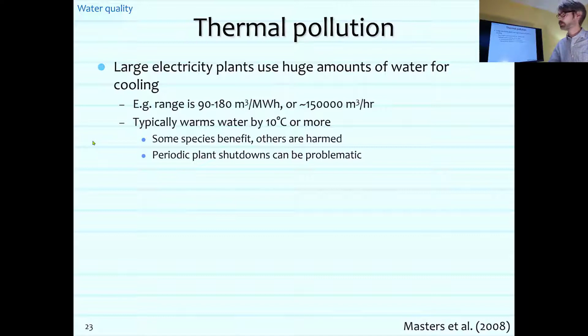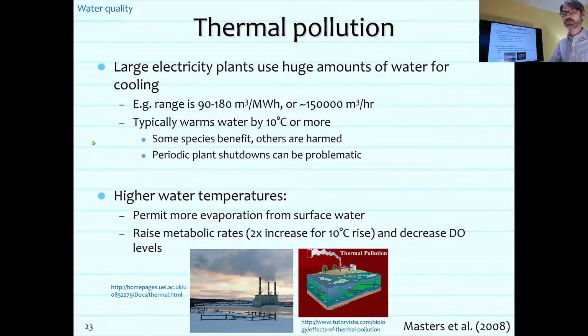Some species will benefit from this, others are harmed. One of the big problems happens, though, when the plant is closed down for periodic maintenance and the flow stops, which cools the water, and then you can have lots of dead fish. Higher water temperatures also permit more evaporation from the surface water, and they can raise the metabolic rates. So a 2 times increase in metabolic rate for a 10 degrees Celsius rise. And as we learned earlier, colder water holds more oxygen, so warmer water decreases the DO levels.